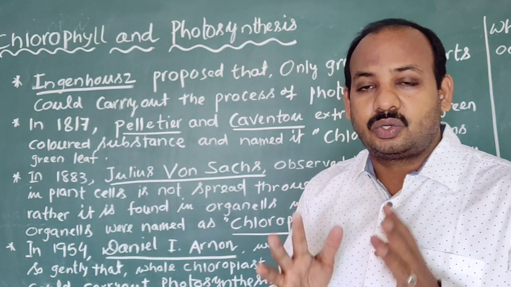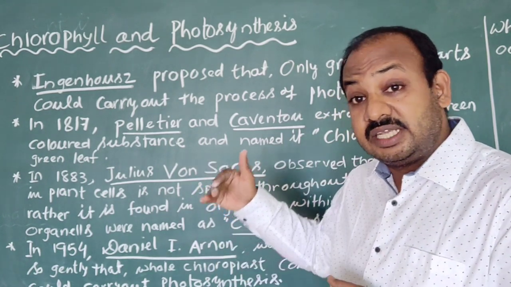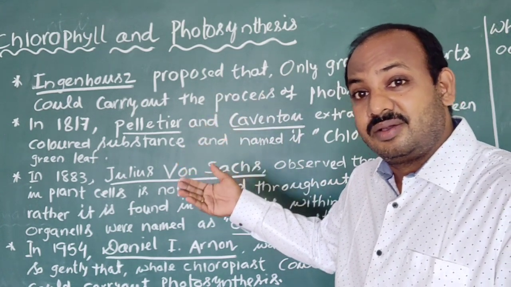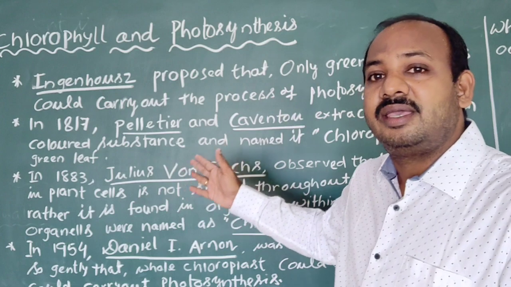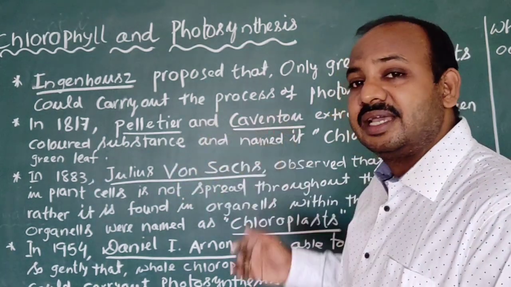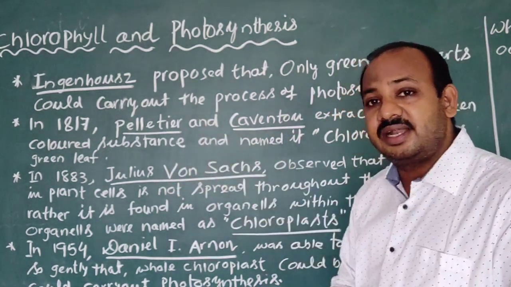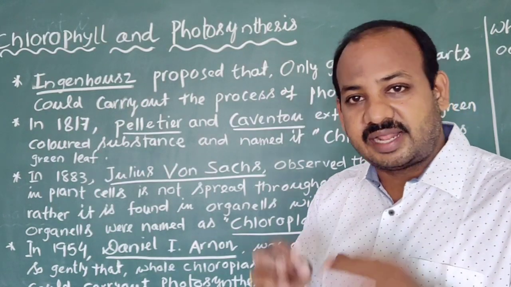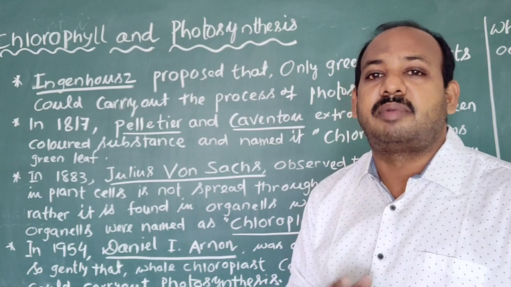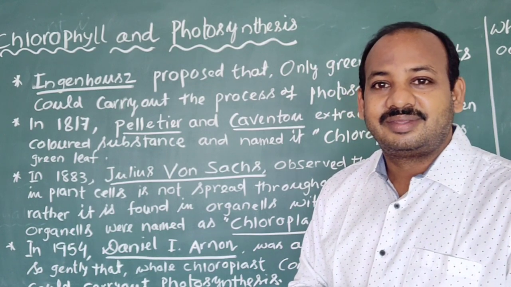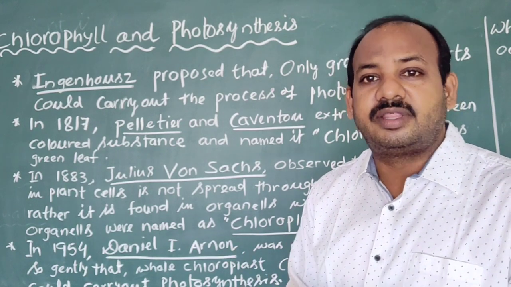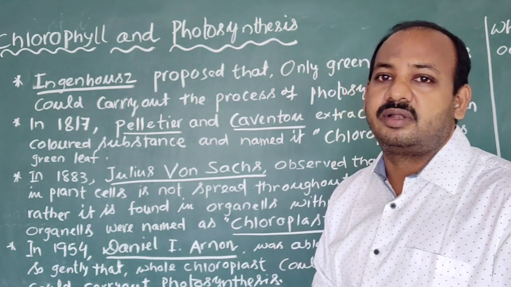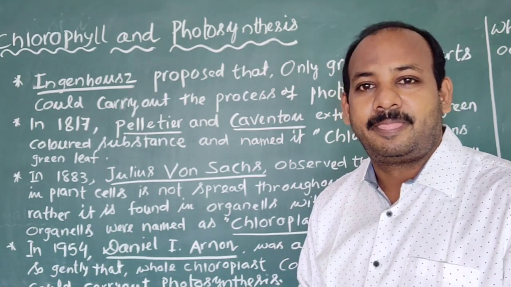Okay, children? So, what Ingenhousz had proposed was proved by Pelletier and Caventou in the year 1817. What they proved is that there are some pigments present in the plant cell. They named them chlorophyll. These chlorophyll pigments are essential for photosynthesis.